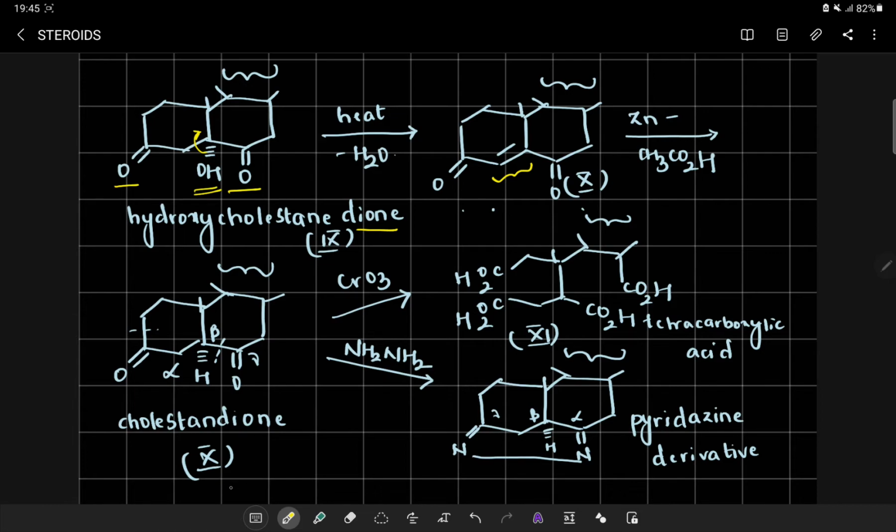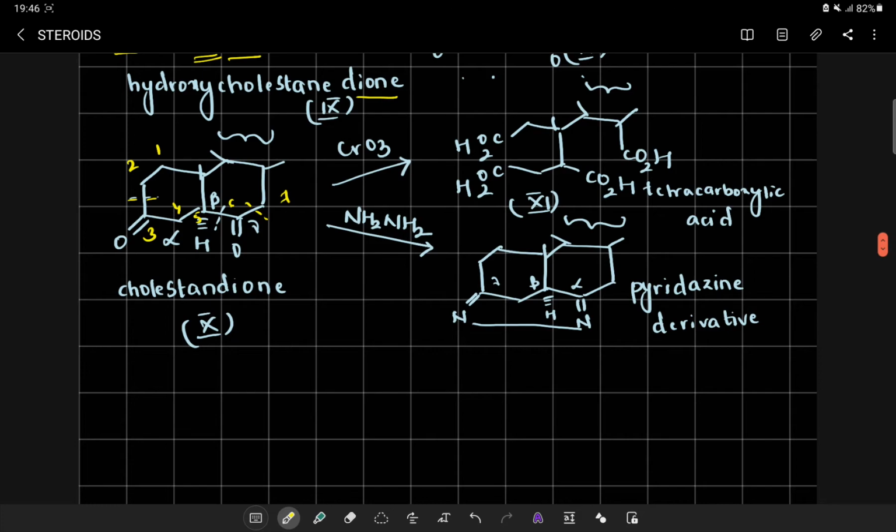This cholestane dione, compound number 10, will now react with chromium oxide and give a tetracarboxylic acid. There will be a breakage between the 2 and 3 carbon atoms: 1, 2, 3, between 2 and 3 there is a complete breaking down to give a dicarboxylic acid. Further, looking at 4, 5, 6, there is again a breakage between 6 and 7, where I get the next dicarboxylic acid. In turn, we get the tetracarboxylic acid.